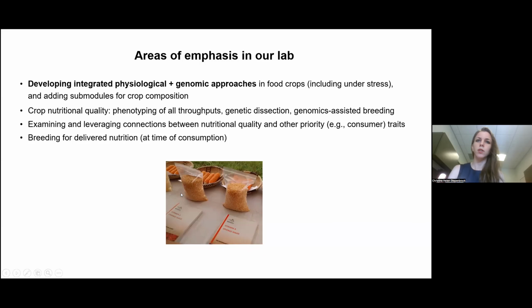So this is an integrated set of approaches. I will focus today on the first, which is listed there in bold. And next, I'll lay out the rationale for why that has been a point of focus for us.